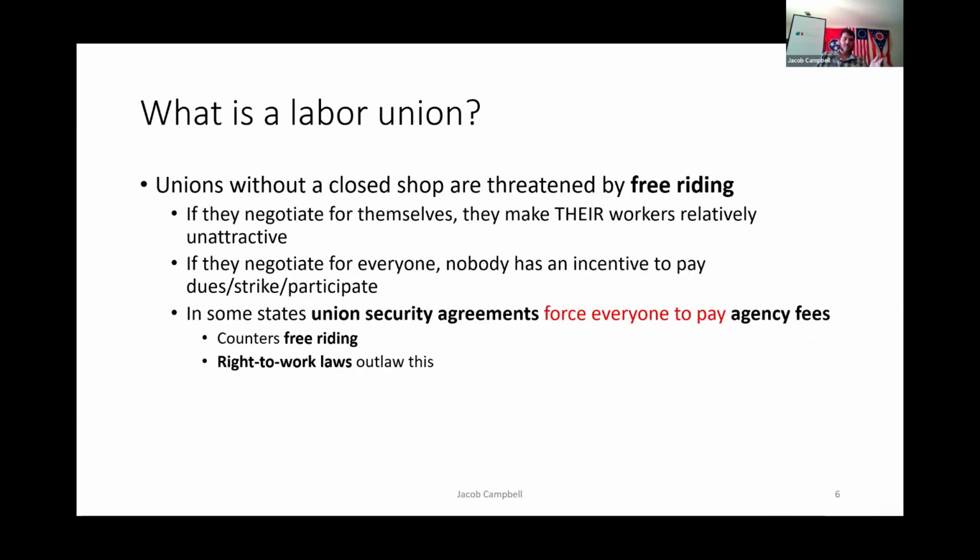Now, unions without a closed shop, and this is one of the reasons why unions are so desperate, why they're willing to resort to stuff like that, unions without a closed shop are threatened by free riding. Just like we talked about free riding back with public goods in the excludability and rivalry lecture. See, if the union negotiates just for themselves, they make their workers relatively unattractive.